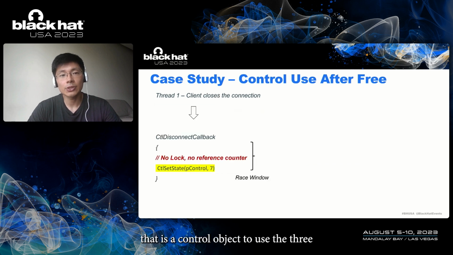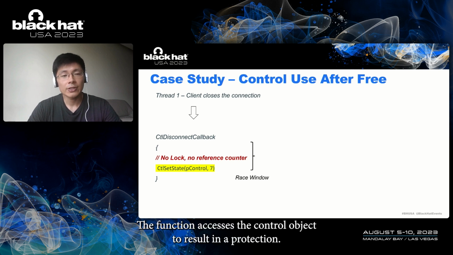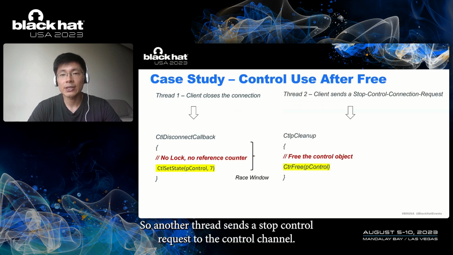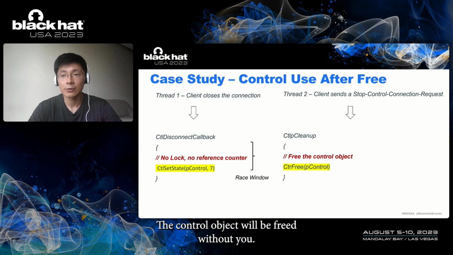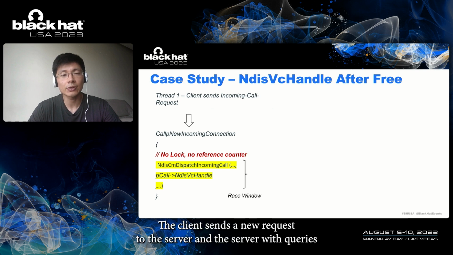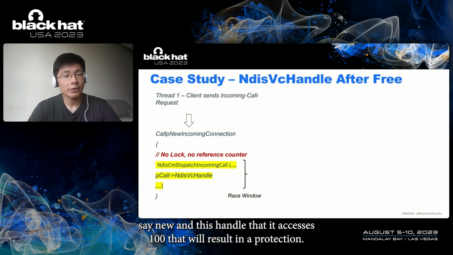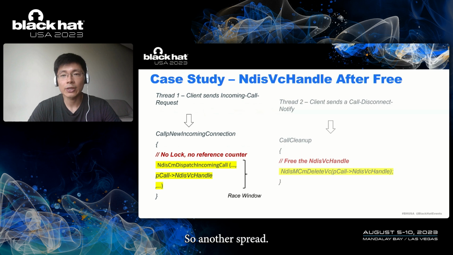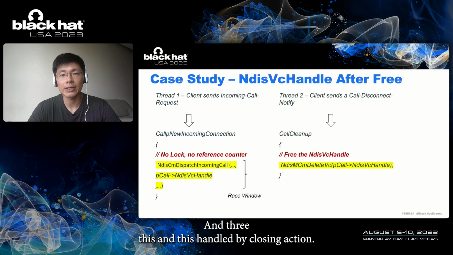Next is a control object use-after-free. In the disconnect callback function, the function accesses a control object without any protection. So if another thread sends a stop control request to the control channel, the control object will be freed, resulting in UAF. Next is an NDIS VC handle use-after-free. The client sends a new call request to the server, and the server will create a new NDIS handle. Then it accesses the handle without any protection. So another thread can free this NDIS handle by closing the connection.